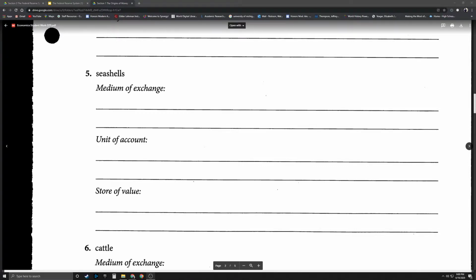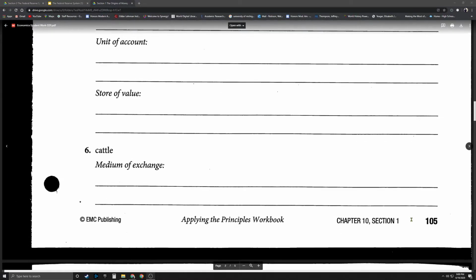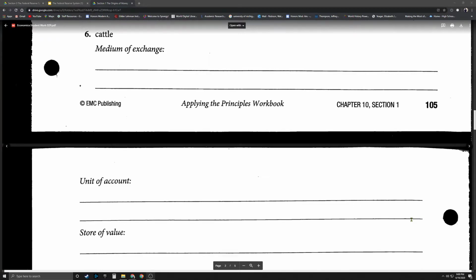And then the store of value, if you keep them together, right? I mean, they can break, right? But more or less over time, it would probably work fairly well as a store of value, assuming, again, that you have them someplace safe and they don't break. All right, cattle. All of these are examples of actual money that's been used, but so cattle, can they be easily carried?